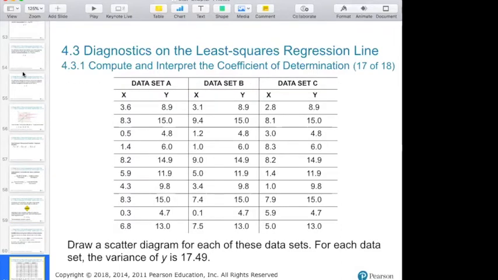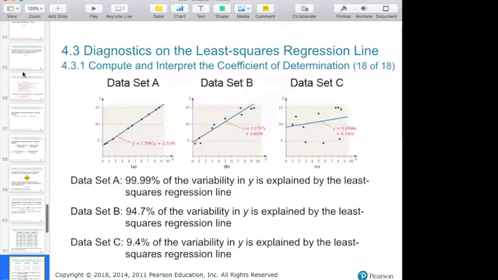So this is just showing us a comparison of 3 different sets of data. We've got data set A, B, and C, and we're not going to stop to take the time to type these in today. But it tells us that the variance of y in each one of these data sets, so notice the y values match, but the x values don't, is 17.49. So if we need to find the standard deviation, we need to take the square root of that variance.